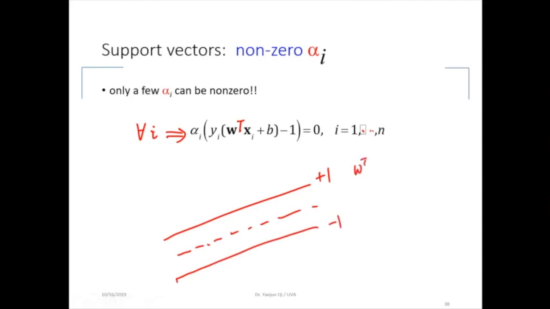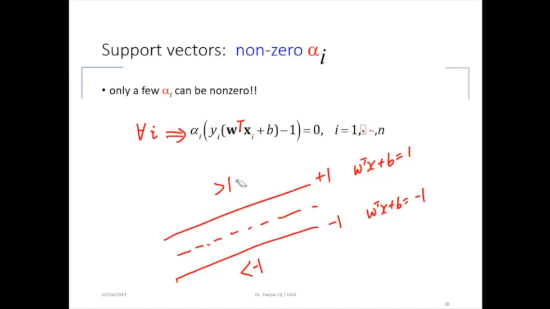Here, w transpose x plus b equals 1, and here, w transpose x plus b equals -1. The upper region is larger than 1, the lower region is smaller than -1. Okay, so from this figure, what do you get? Look at w transpose x plus b times y_i minus 1. What's the pattern there?